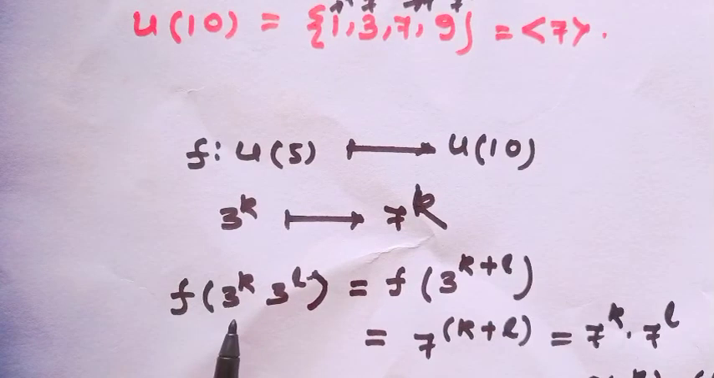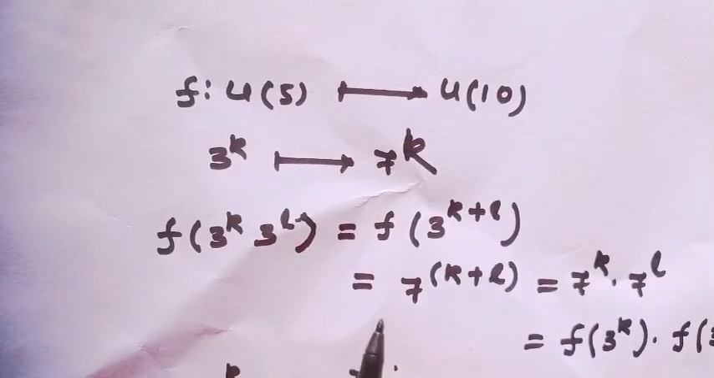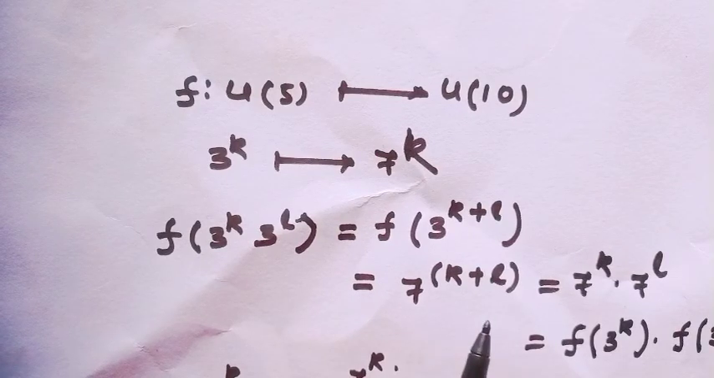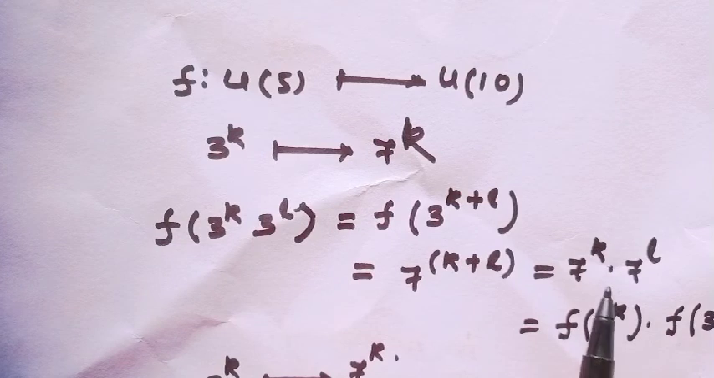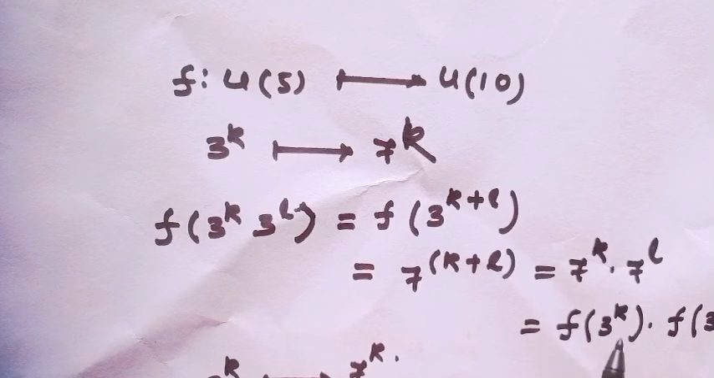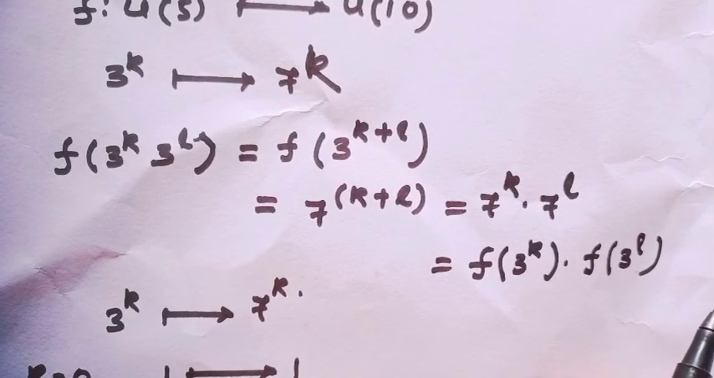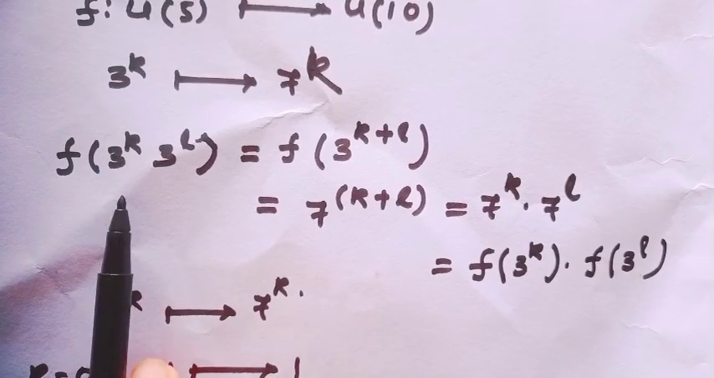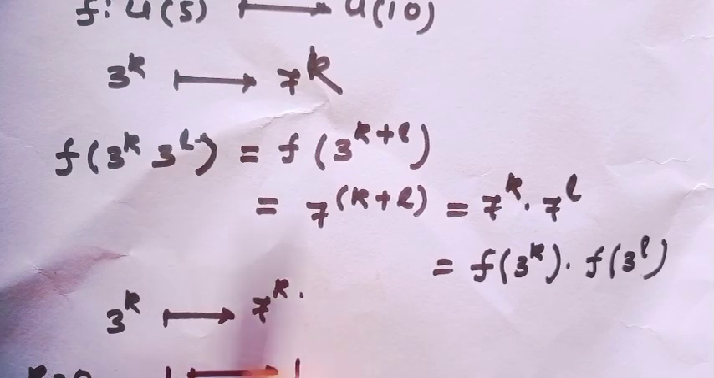f of 3 to the power k times 3 to the power l equals f of 3 to the power k plus l, which by the defined function is 7 to the power k plus l, which is equal to 7 to the power k times 7 to the power l, and this is f of 3 to the power k times f of 3 to the power l. Are you getting? So this function satisfies the properties of a homomorphism.